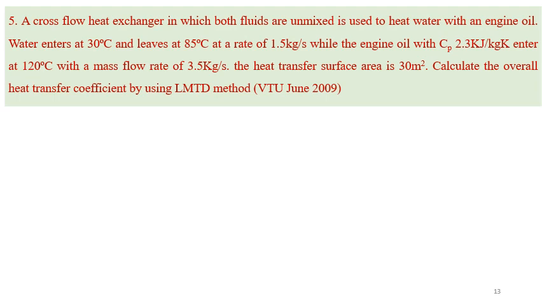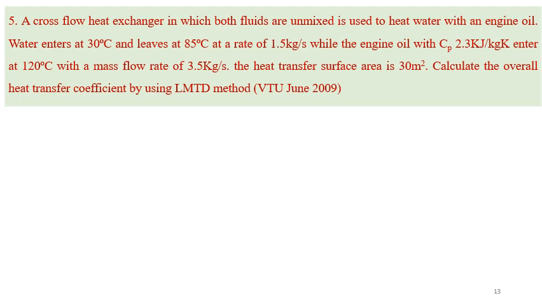So here the type of heat exchanger is cross flow heat exchanger in which both fluids are unmixed. While explaining cross flow heat exchanger, I clearly mentioned that there are two types of cross flow heat exchanger. One is both fluids mixed, and the second one is both fluids unmixed. Cross flow means the two fluids are flowing at right angles to each other. Okay, so here both fluids are unmixed, which is used to heat water with an engine oil.